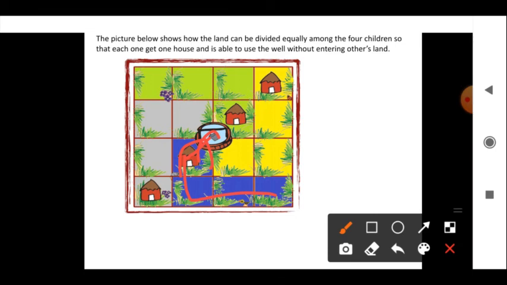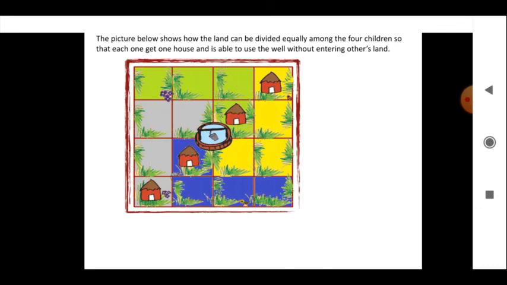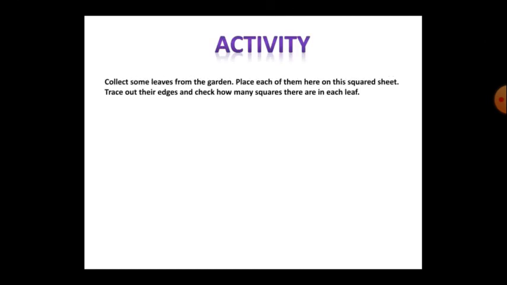This is blue color. This person can take from the well. See, from his land only the well is there. This person like this, like this, and this person here only he can take. This person can take like this. See, all 4 are not entering the other's land. They can take from the well in the middle. This is a very nice puzzle. Now, you can do it in a textbook.